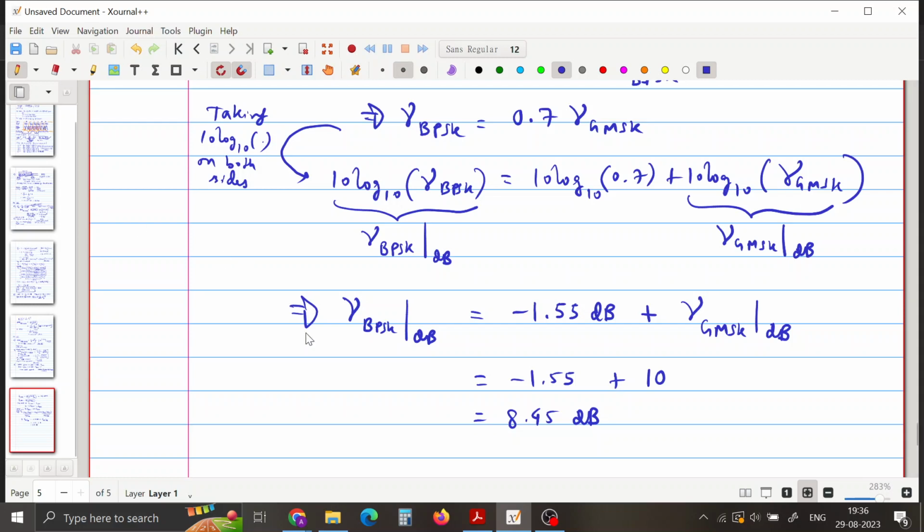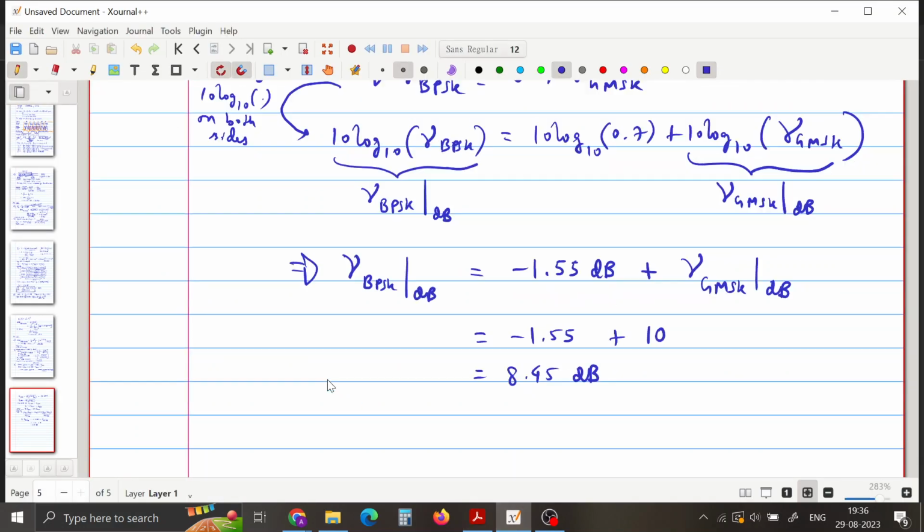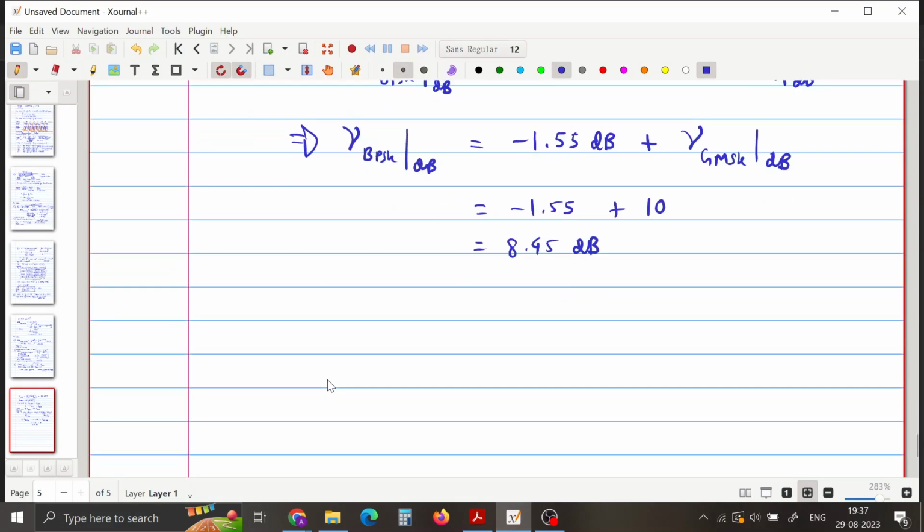Sir, how is it 10 for gamma GMSK in dB? It's given in the question. Read the question. You have to follow, right? You have to be attentive. I'm dictating all the steps also. It's given in the question: for GMSK, the SNR is 10 dB. So you get 8.45 dB.